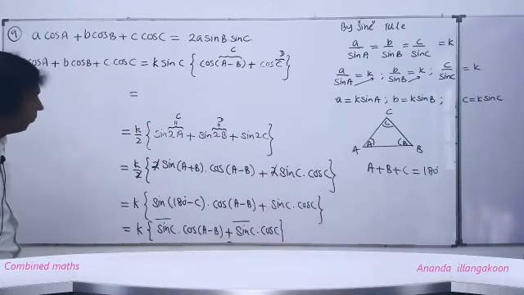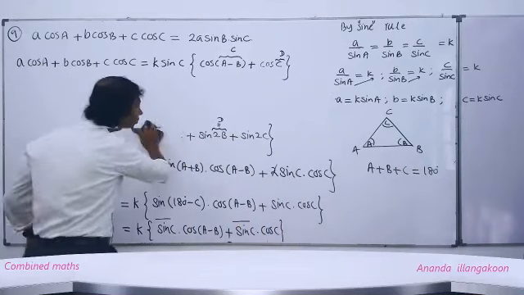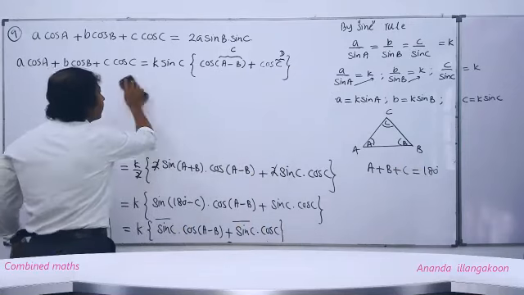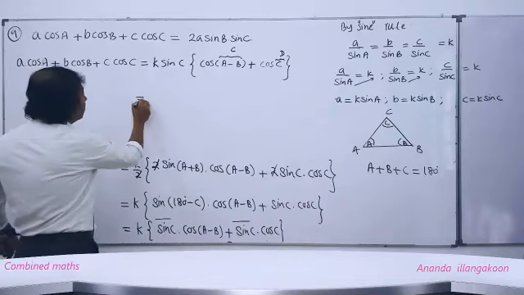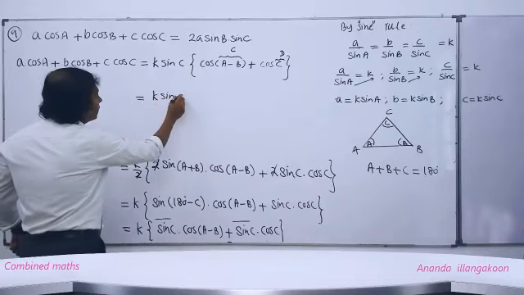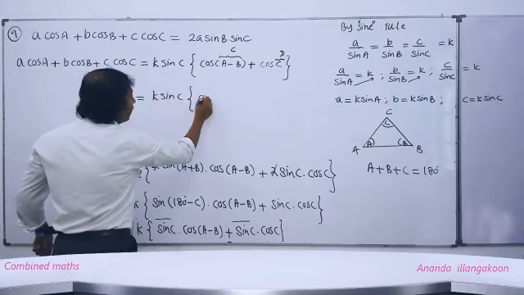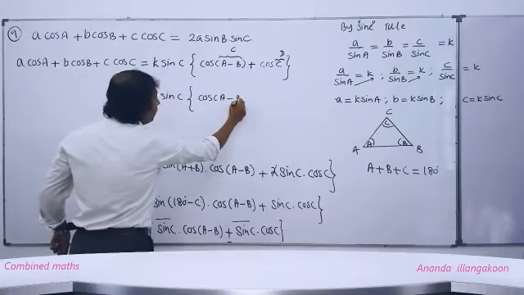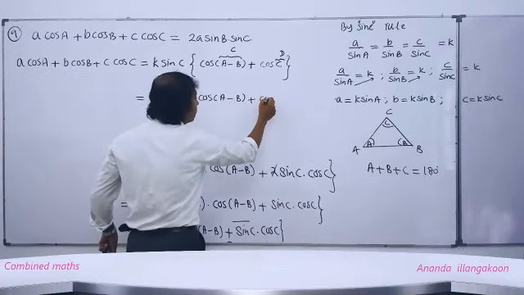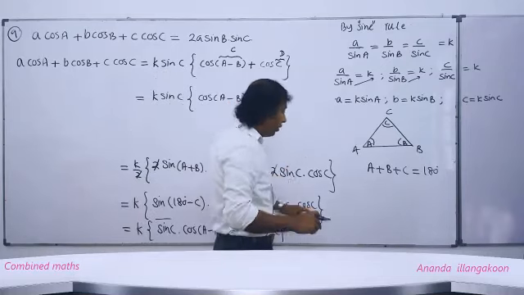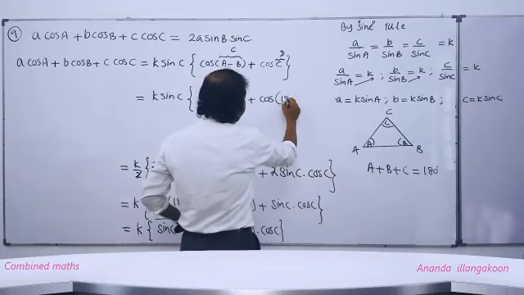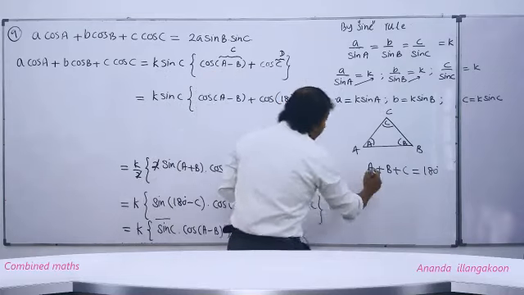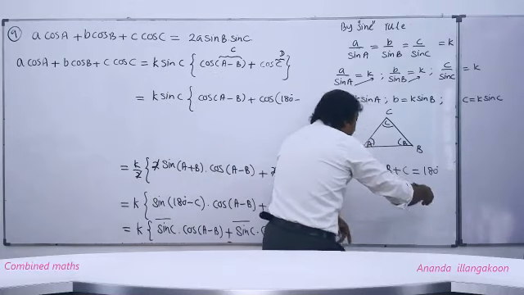We'll come there, people. It's now K sin C, cos (A minus B) plus cos C. Subject C here, take this A plus B to the right hand side: 180 minus (A plus B).